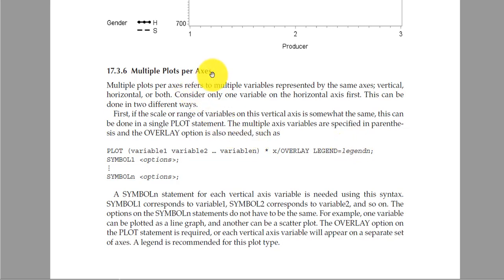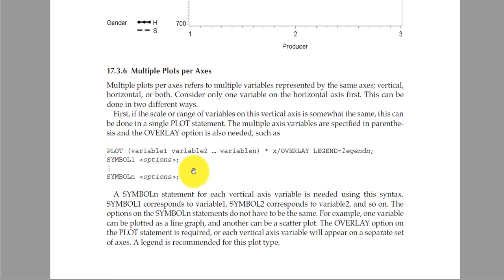We can look at multiple plots per axis. The idea is that we want to overlay items, and so the actual option here is overlay. So you can plot here n different variables on a vertical axis by an x variable or horizontal axis, and you say that you want to overlay those, and then you have a legend so you can tell those apart. For every variable here, 1 through last, you need a symbol statement so you can tell those apart.